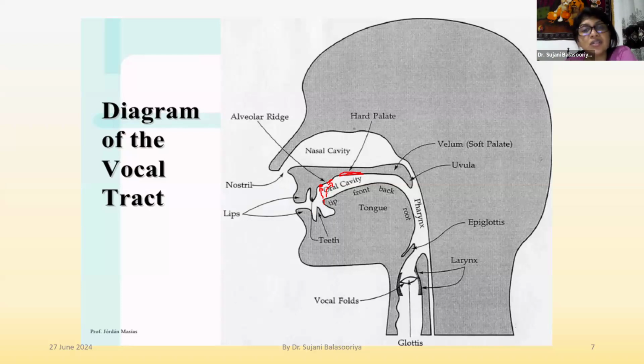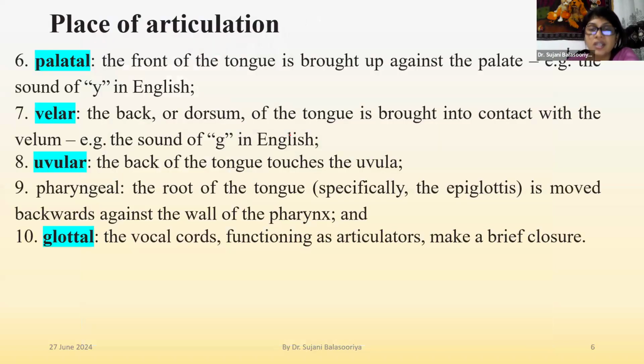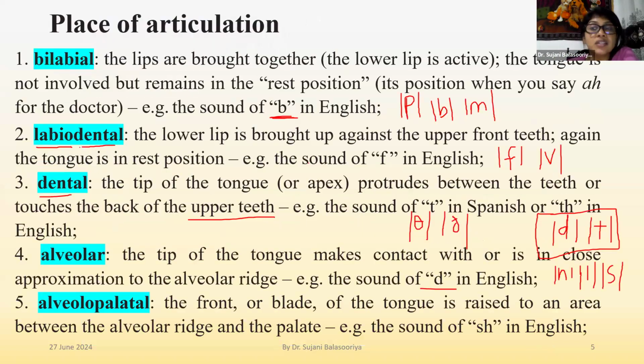In Sri Lankan English pronunciation, remember, but in standard British English pronunciation, these two sounds are produced by touching the alveolar ridge. So for native English speakers, t and d are alveolar sounds. But for us, they are post-alveolar, because the tongue touches the area after the alveolar ridge. And there's another category, alveolar palatal. Here, the front or blade of the tongue is raised to an area between the alveolar ridge and the palate, mostly towards the palate.